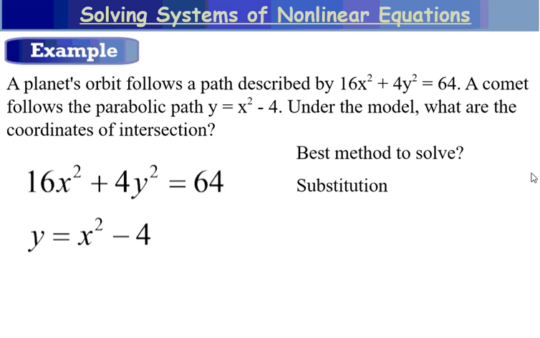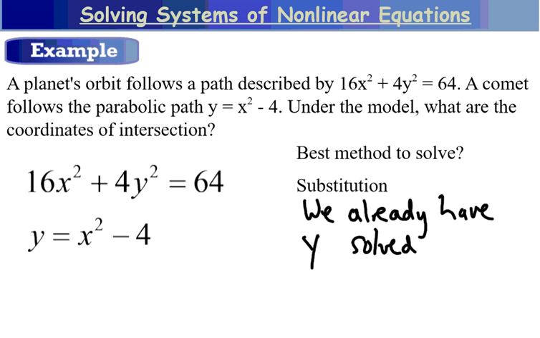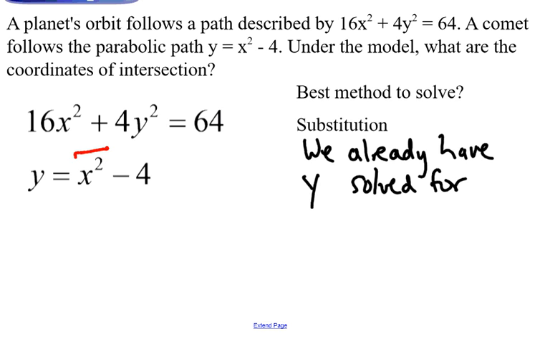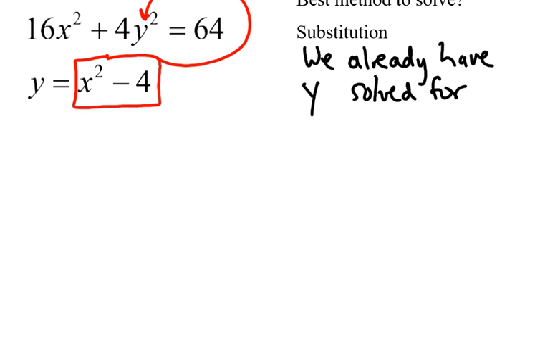The best method is going to be substitution because we already have y solved for. So we're going to be solving with substitution. We're going to take this y and we're going to substitute it into the y value in the first equation. So now that first equation is going to be, and this is going to be a little intensive, you're going to have to take some pretty meticulous notes, 16x squared plus 4 parenthesis x squared minus 4.